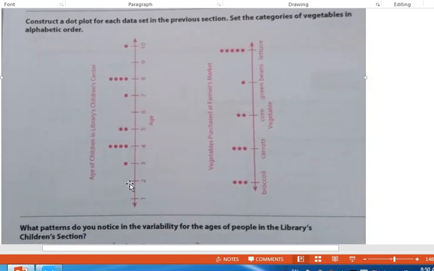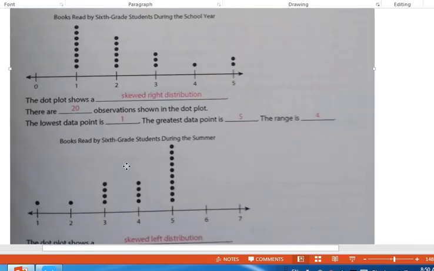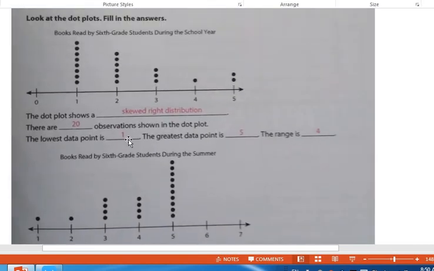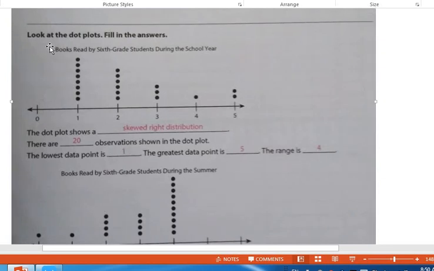So what should I do? I do the plot as in the previous examples. Now it's simple. Now we have almost covered all the lesson. But I want to ensure that you have understood this. So look at the dot plots, fill in the answers. Books read by the 6th grade students during the school year.